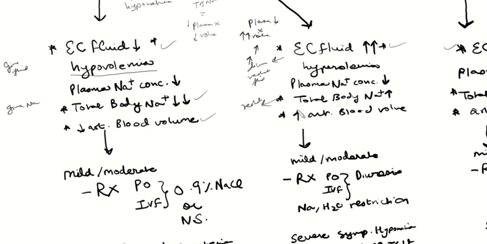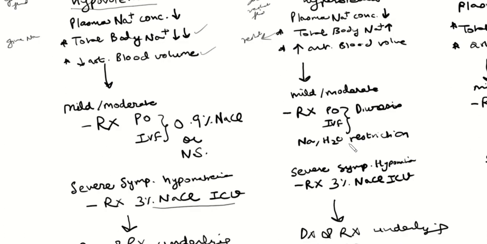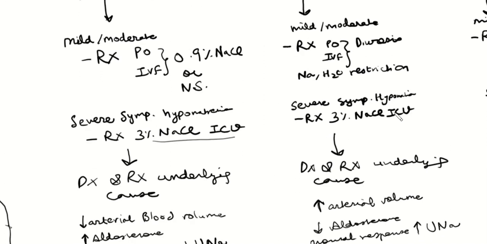So again, you don't have to really think about it. So again, sodium water restriction and then diurese. Take out that water. If it's symptomatic, severe hyponatremia, then it's 3% sodium chloride. If it's mild to moderate, diurese them, get the water out, and restrict their sodium and water, and diagnose and treat underlying cause. Easy, right?